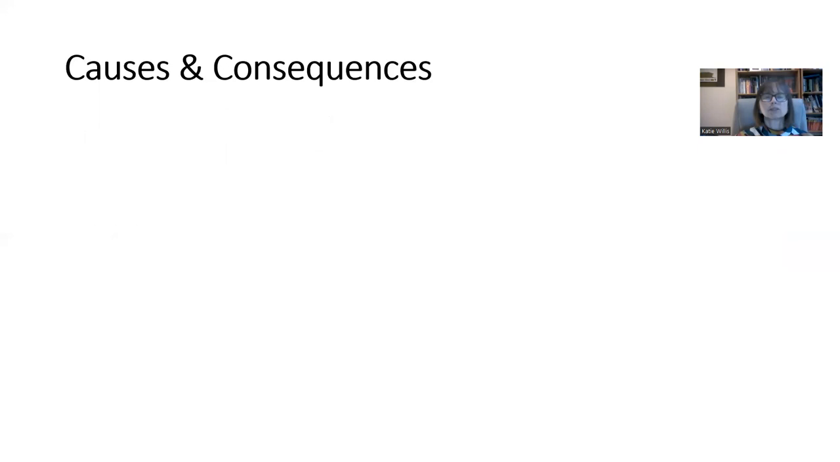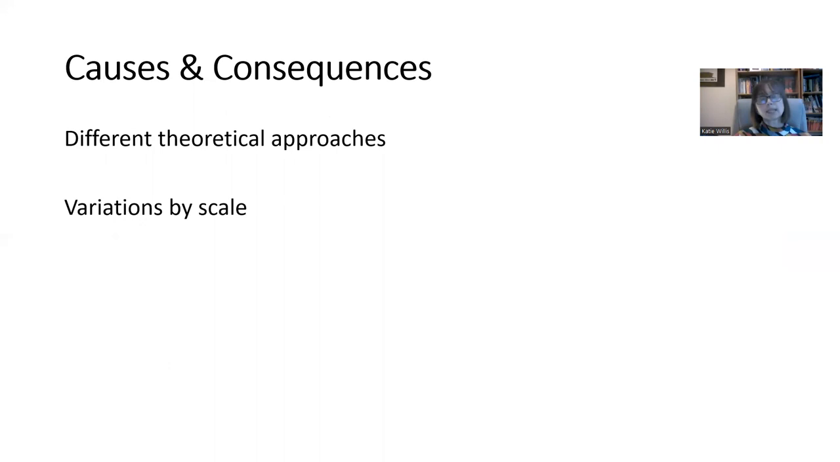So, causes and consequences, things to bear in mind. What theoretical approach is being used in a particular analysis? What about variations by scale? Causes and consequences might vary depending on whether we're talking about individuals, households, communities, countries. So we need to think about what spatial scale.